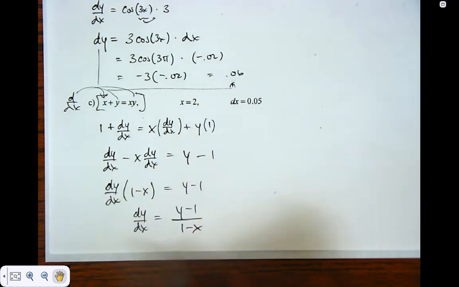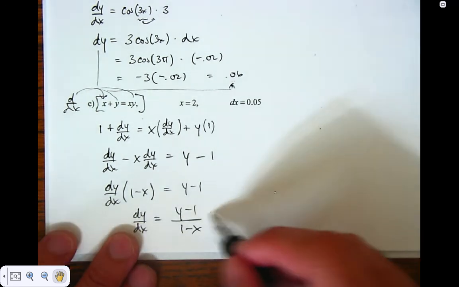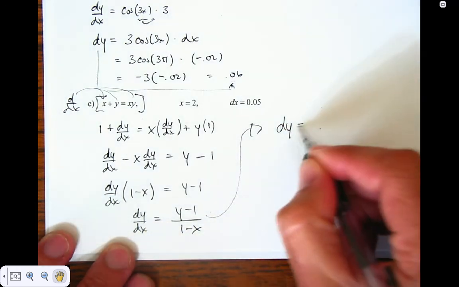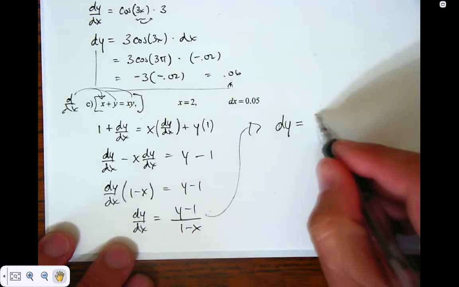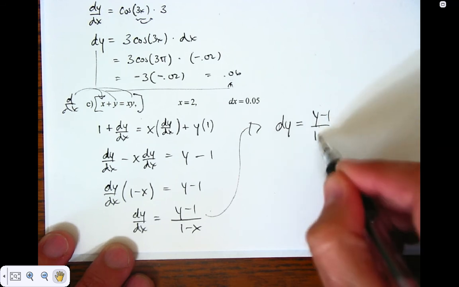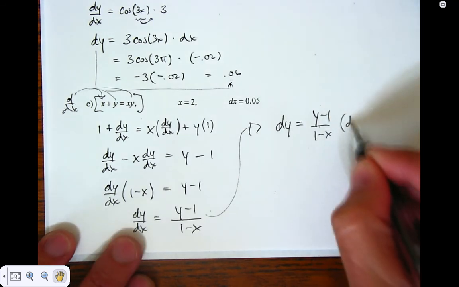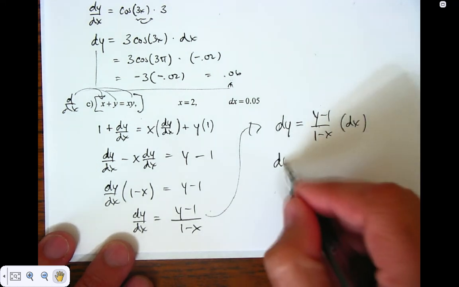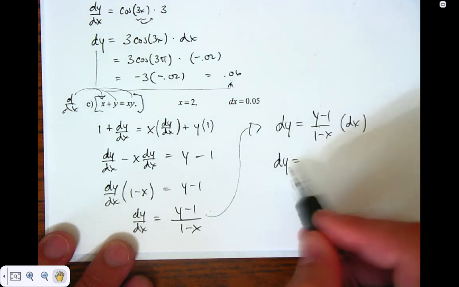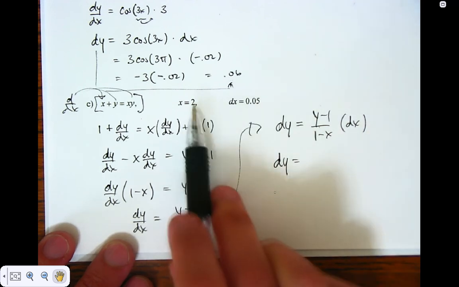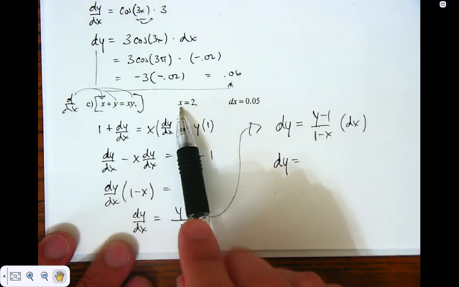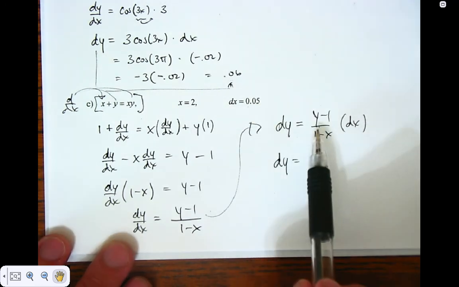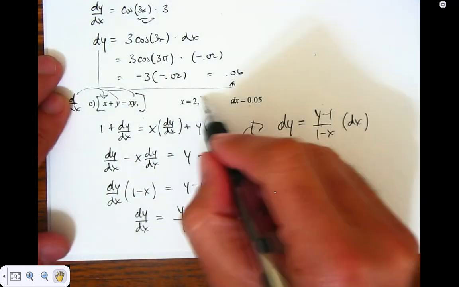Okay, so that was more complicated because we had implicit, but now the game is the same, right? Solve for dy, so I know my estimated change in y is going to be equal to y minus 1 over 1 minus x times the dx, so I can move it over to the other side. And now all I do is plug in. So I can say, look, my estimated change in y is going to be what? Well, look, I have x, okay? I've got dx, but I don't have this y value.